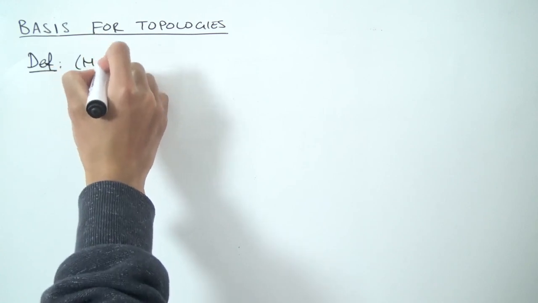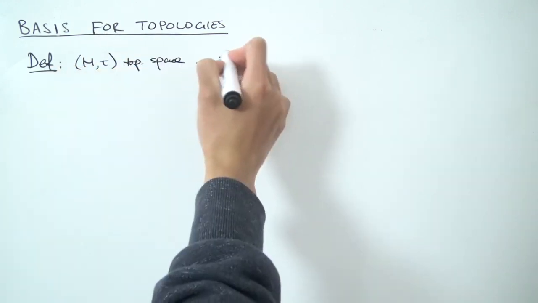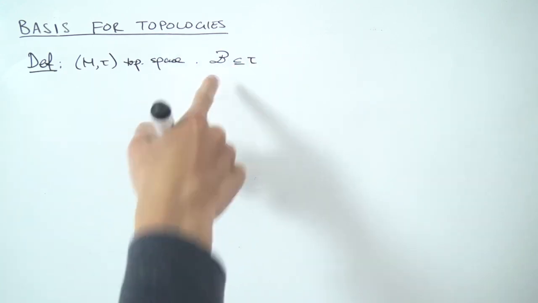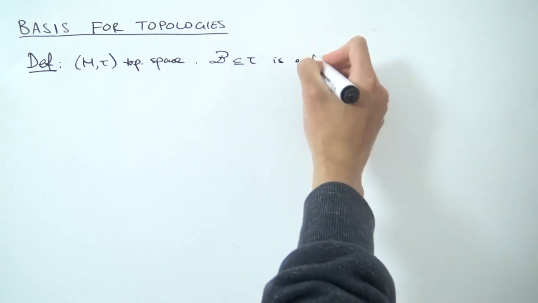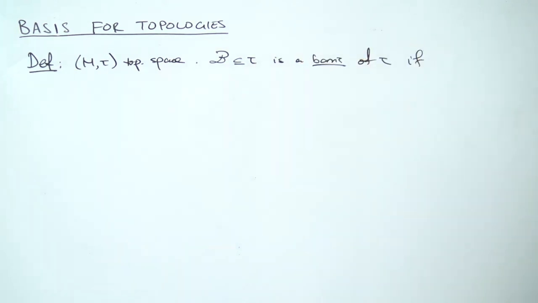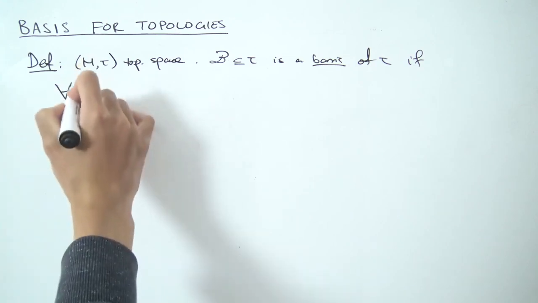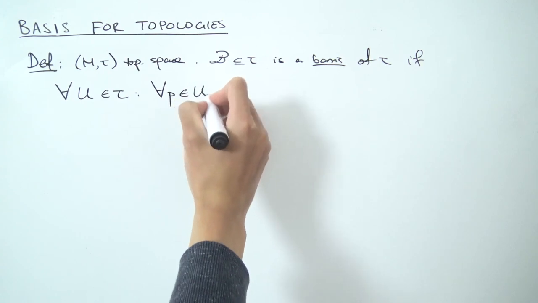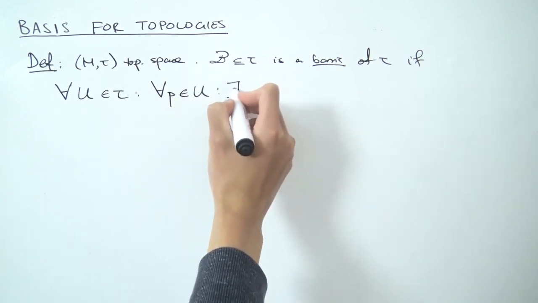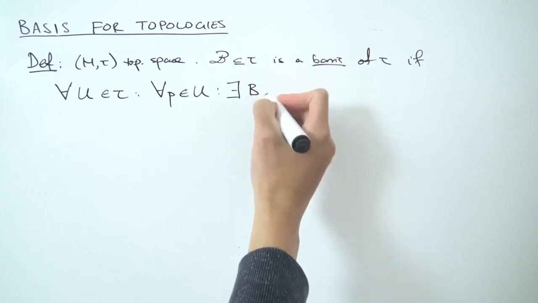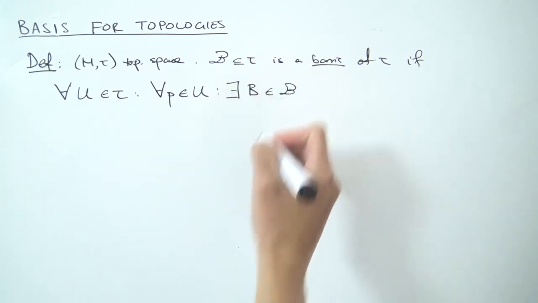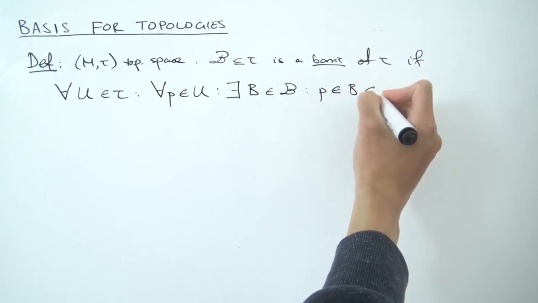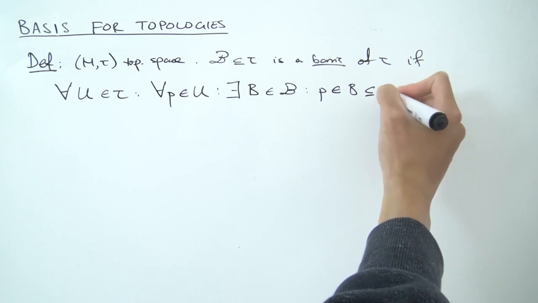So let (M, tau) be a topological space. Then this curly B, which is a subset of tau, so tau is my list of open sets, and I'm only going to make a certain selection, is a basis of tau if, now here it comes, for all open sets U inside my tau, I can choose any point, let's call it P, in my U. And there must exist some basis element B in my curly B, so in my basis, such that P lies in B, and this B must be contained entirely within U.